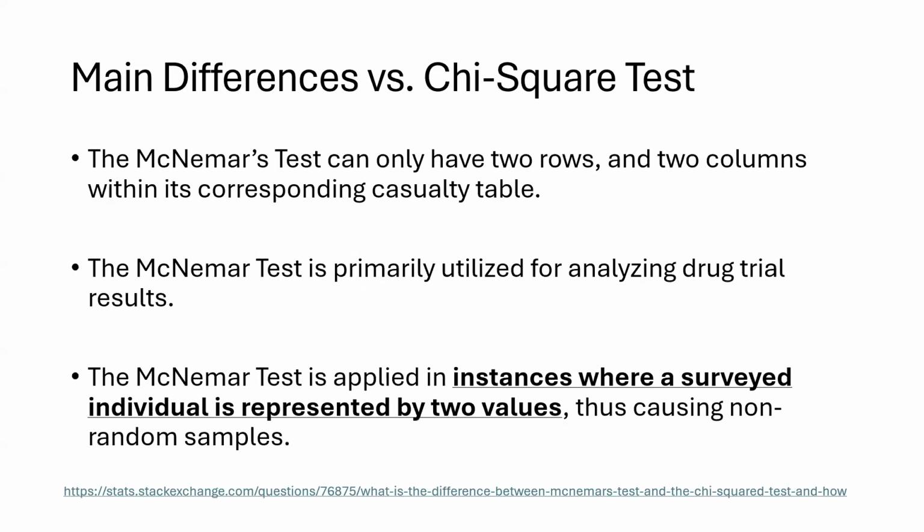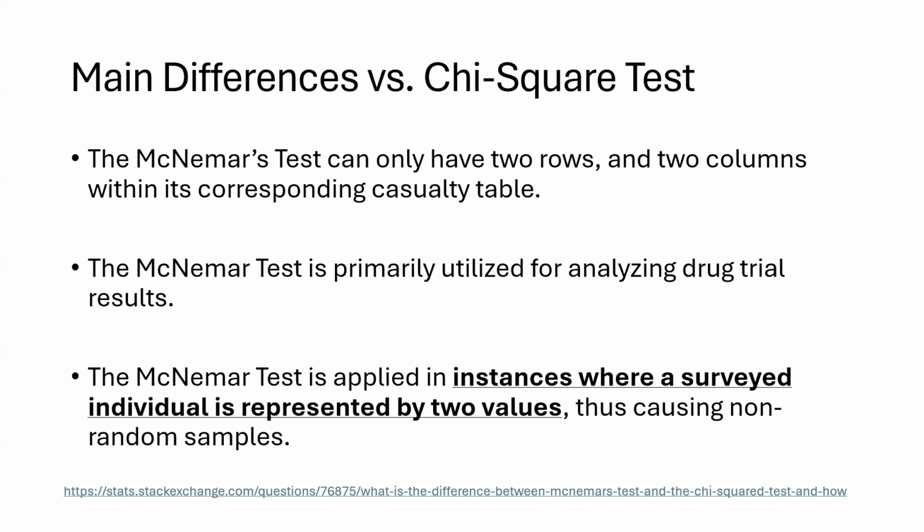The McNemar test is similar to various chi-square tests in that the data associated with such is typically first structured within a contingency table. However, certain unique differentiations do separate the two. Those being, the McNemar test can only have 2 rows and 2 columns within a corresponding contingency table.